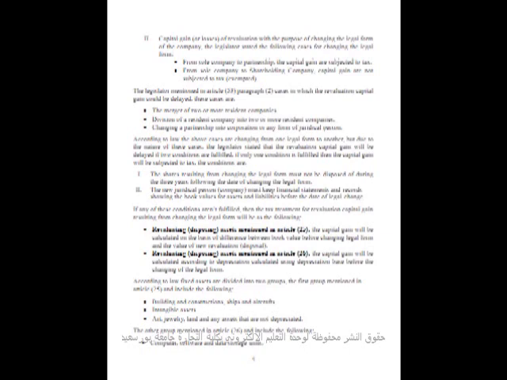There are two conditions in order to exempt the capital gain from the tax. What are these two conditions? The shares resulting from changing the legal form must not be disposed of during the first 3 years. The new juridical person or the shareholding company must keep the financial statements and records showing the book value of assets and liabilities before the date of legal change.